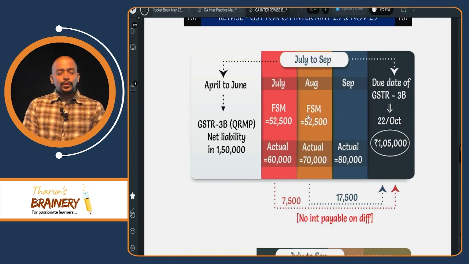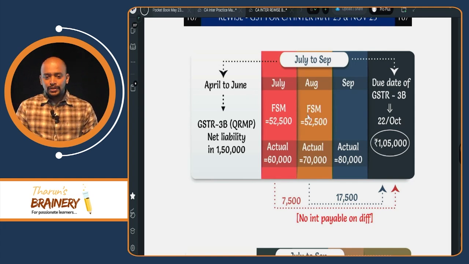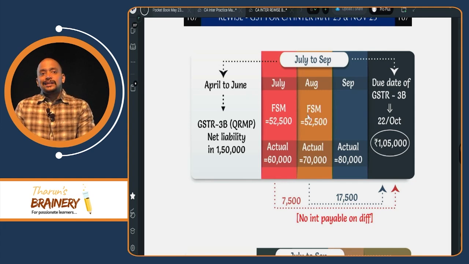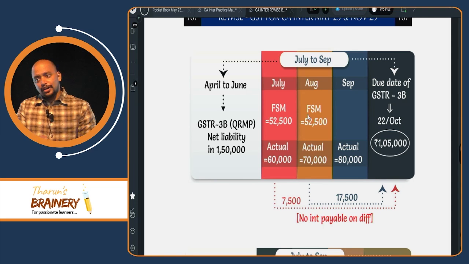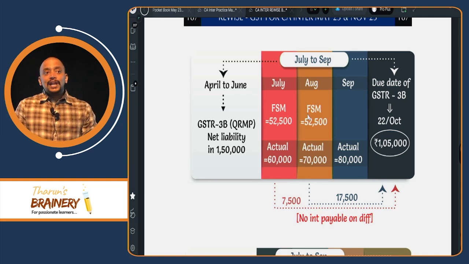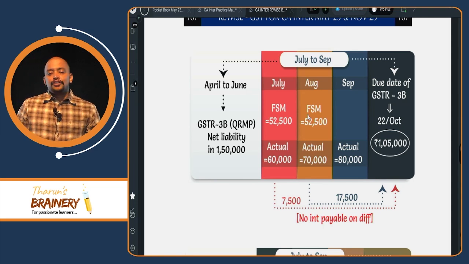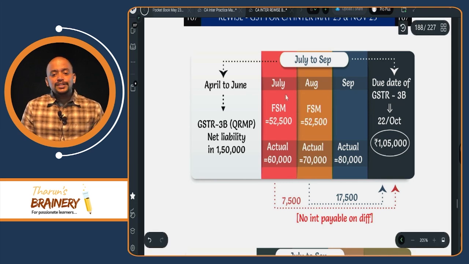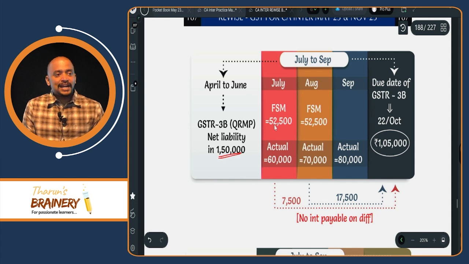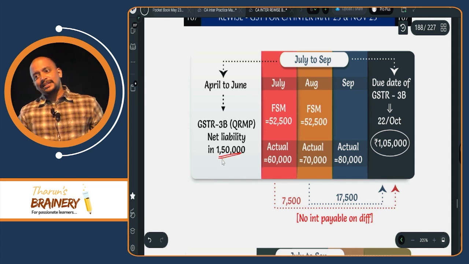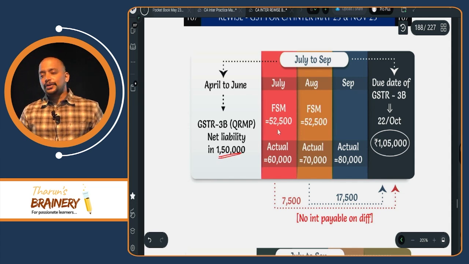April to June, I am in QRMP. Okay. And at that time, I filed a 3B with a net liability of 1,50,000. Now, for July to September also, I am going for QRMP. So, for July and August, how much do I need to pay under the fixed sum method? 35% of 1,50,000. What is 35% of 1,50,000?